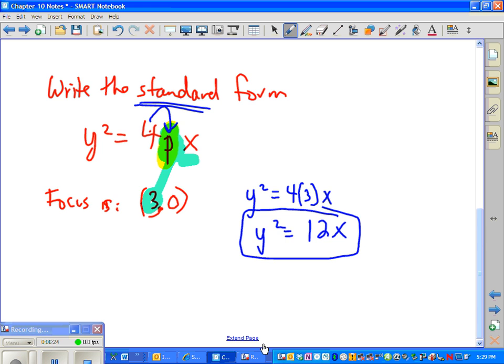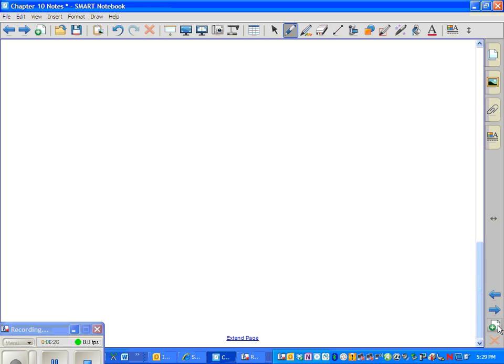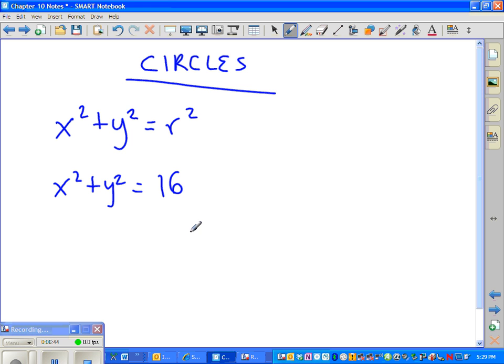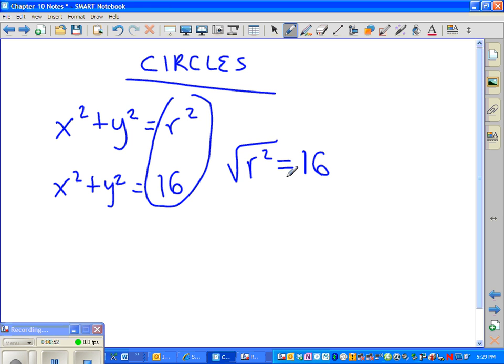Now, when we talk about circles, circles are a little different. So let's go to a different page here. Let's talk about circles. The equation for circles is x squared plus y squared equals r squared. So if I say something like x squared plus y squared equals 16, your radius is not 16. These correspond with each other. So r squared is 16, meaning you have to take the square root, and your radius is equal to 4.